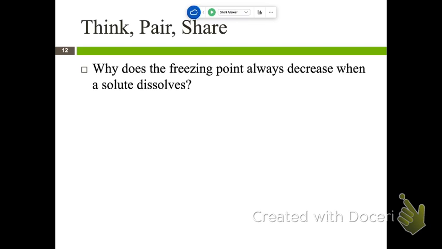The particles interfere with the lattice structure when they slow down. So in order for a compound to go from a liquid to a solid, you have to have them slow down enough where those intermolecular forces are locking and forming a crystal lattice. But if there's little particles in between, it's going to have a harder time. It's going to have to be going even slower to line up appropriately to get those lattice structures.